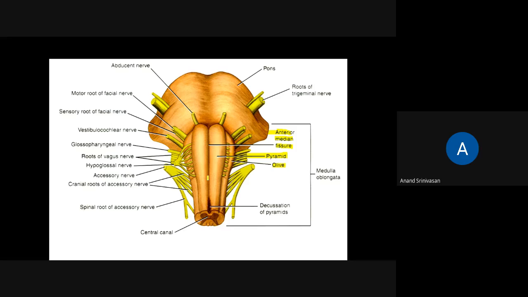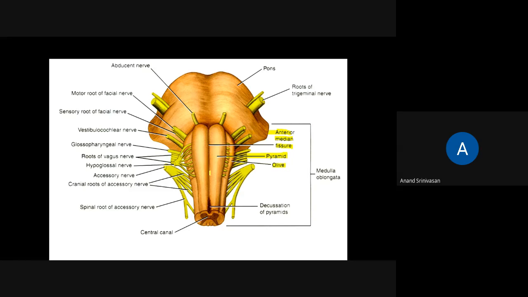You will be learning that in your next semester. For example, just below the pyramid is a tract called the cortico-spinal tract, and behind the olive there is a nucleus called the olivary nucleus. Because there is some structure behind, it pushes the medulla, and that's why there is an elevation. So the pyramid is because of the cortico-spinal tract and the olive is because of the olivary nucleus.